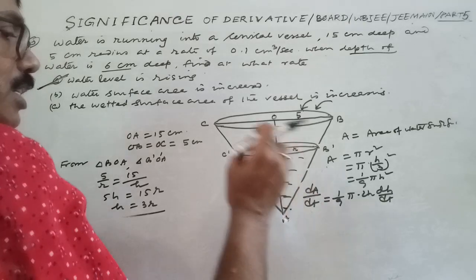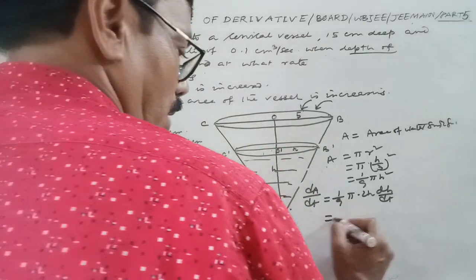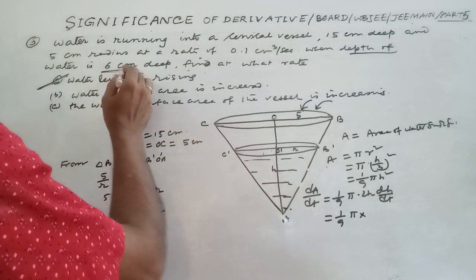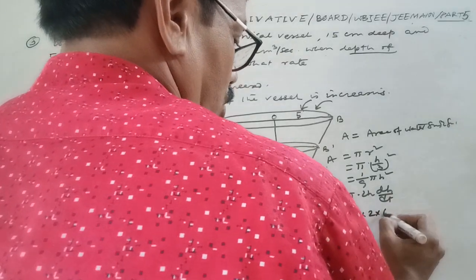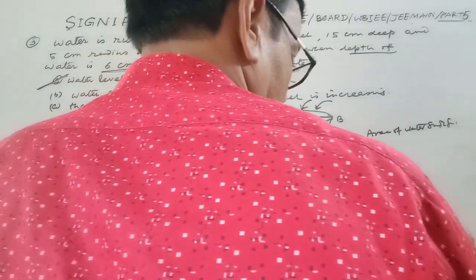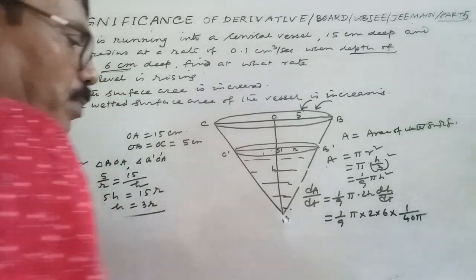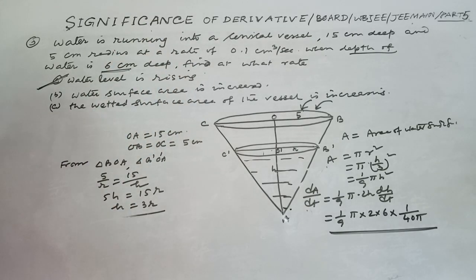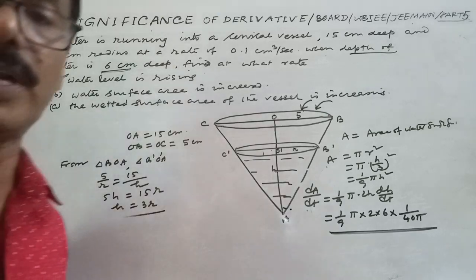Now you have to find dA by dt. So 1 by 9 into pi, what is H? H equals 6 centimeter. So 2 into 6, and dH by dt you have already calculated. What is dH by dt? So 1 by 40 pi. So simplifying, you get 1 by 45, the rate of change of water surface.